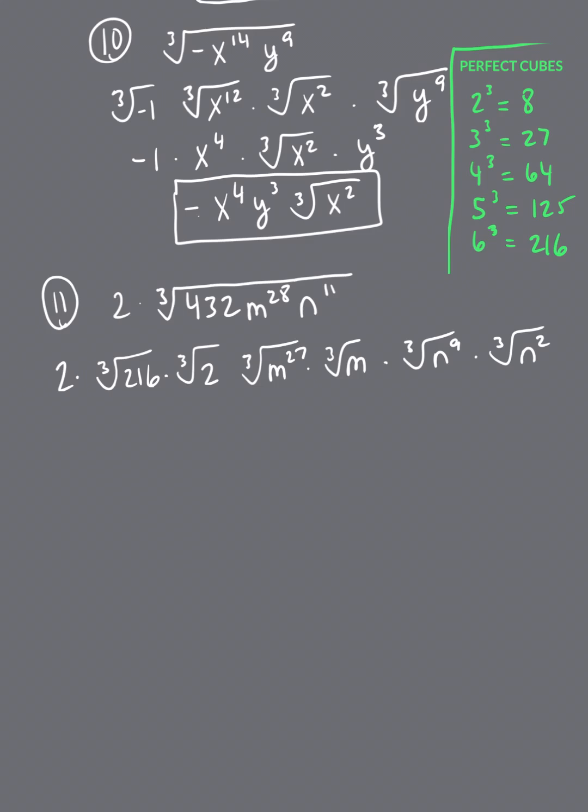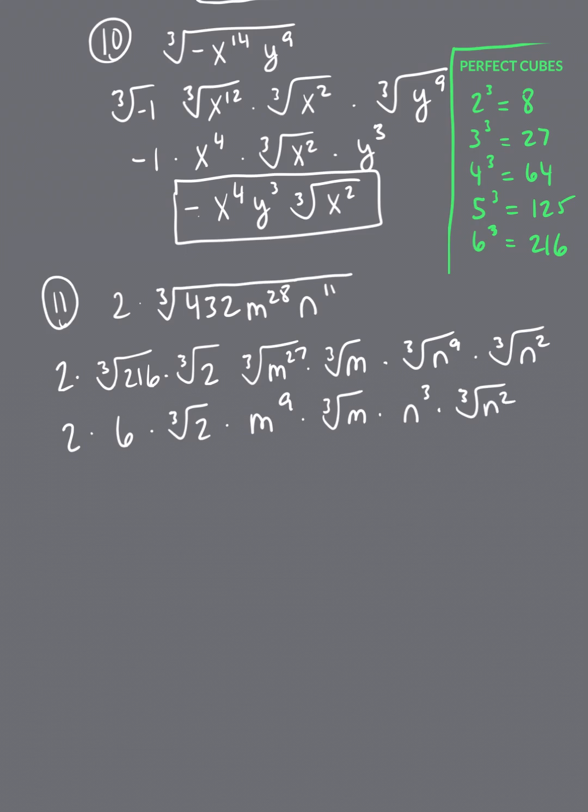So now let's simplify everything. The cube root of 216 is 6. We will leave the cube root of 2 as it is. The cube root of m to the 27th is m to the 9th. We'll still have the cube root of m. The cube root of n to the 9th is n to the 3rd, and we'll still have the cube root of n squared.